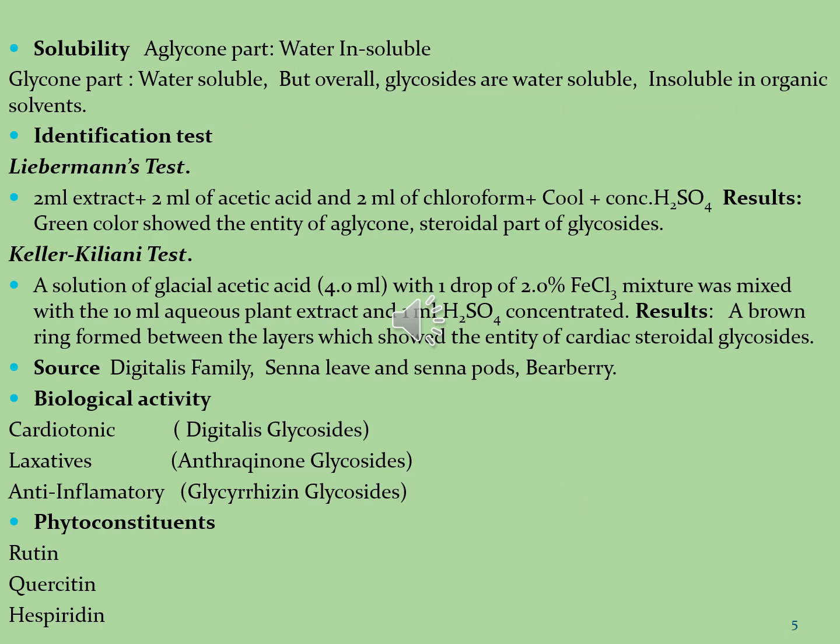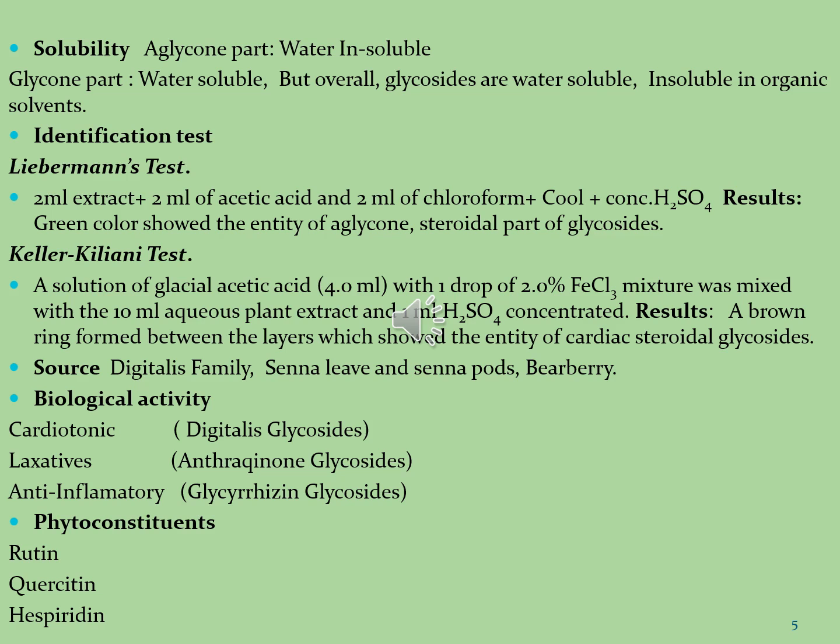Let's see the solubility of glycosides. Since glycosides have two parts, one is the aglycone part and the other is the glycone part. The aglycone part is insoluble in water while the glycone part is water soluble. But overall glycosides are water soluble and insoluble in organic solvents.